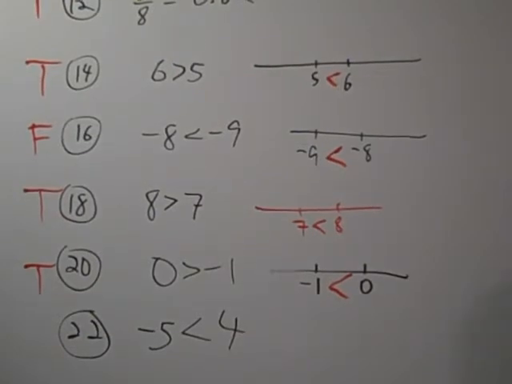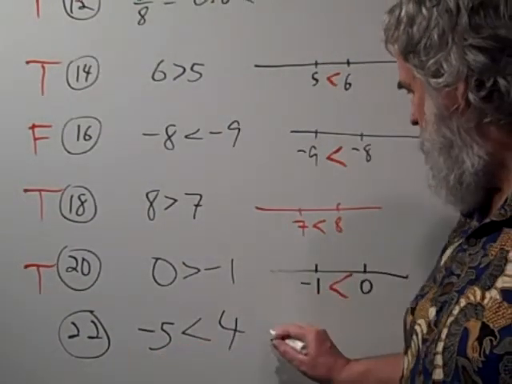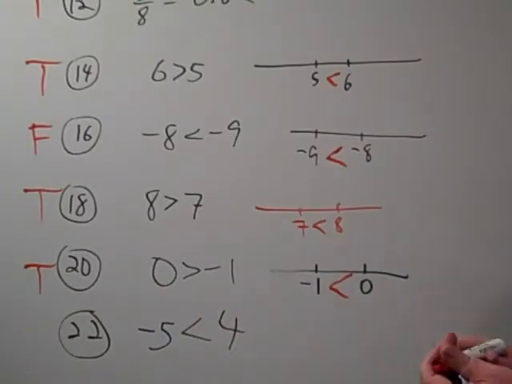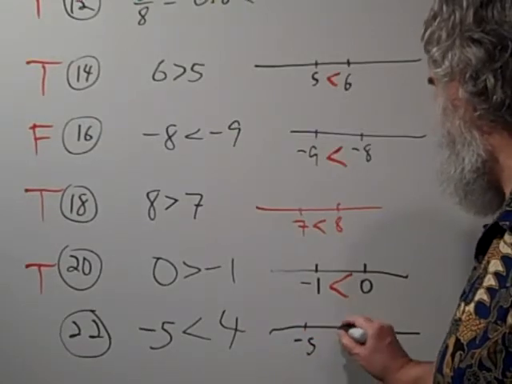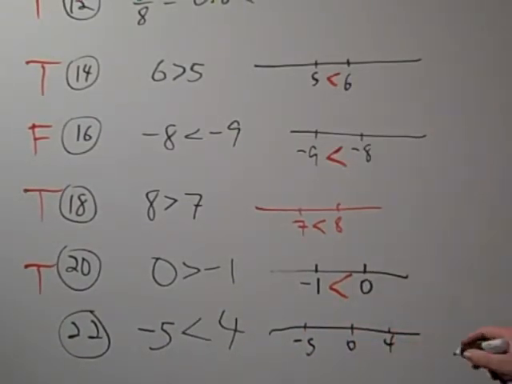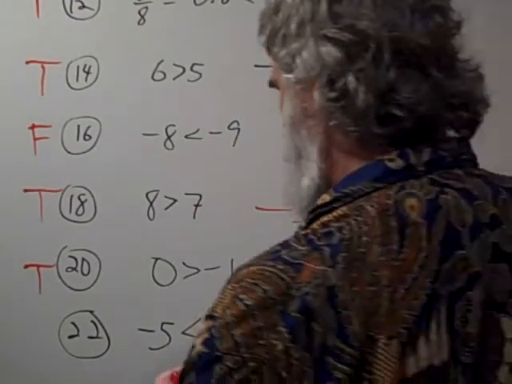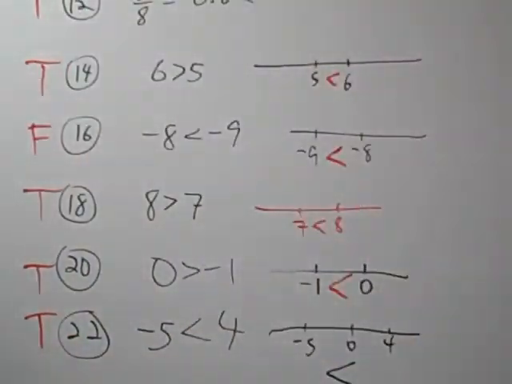Finally, this one says -5 is bigger than 4. Well, negative numbers are always to the left of positive numbers. Let's take a look at that on the number line. If this is -5, then here's 0 somewhere, and here's 4. And 4 is bigger than -5, yes. So this last one, number 22, is also true.